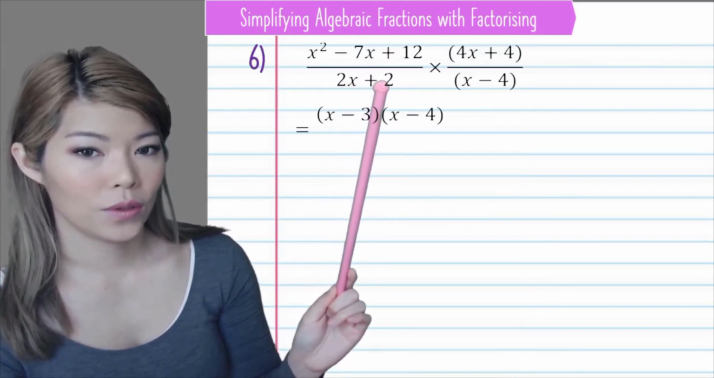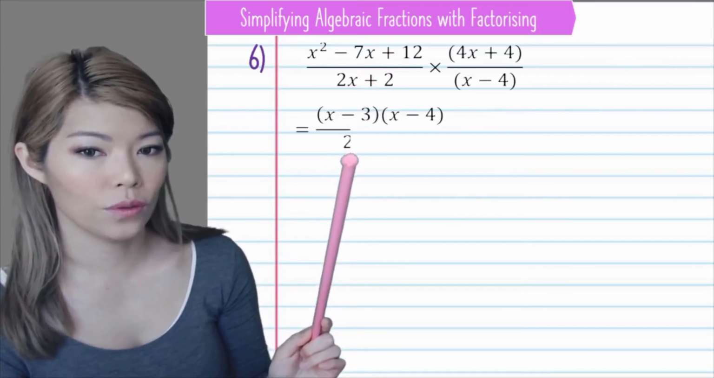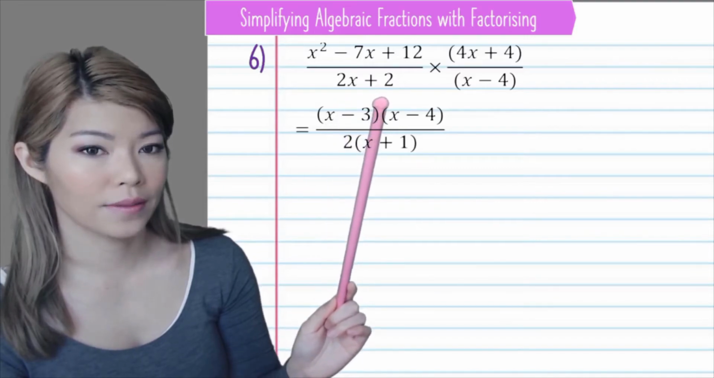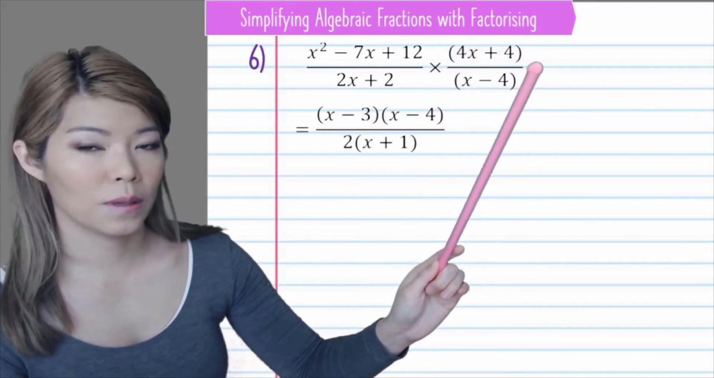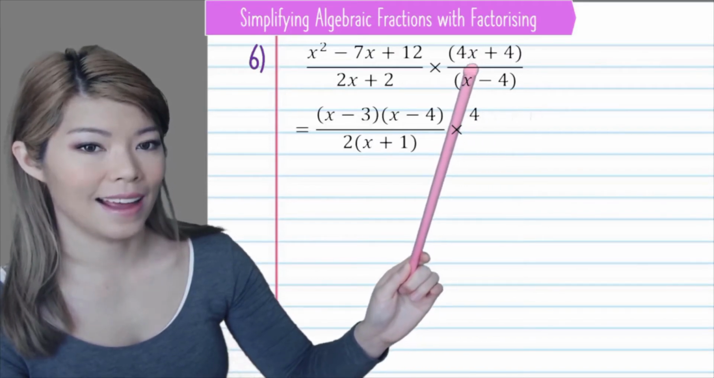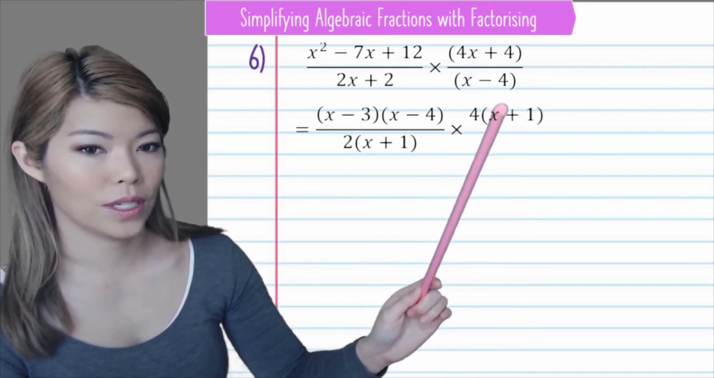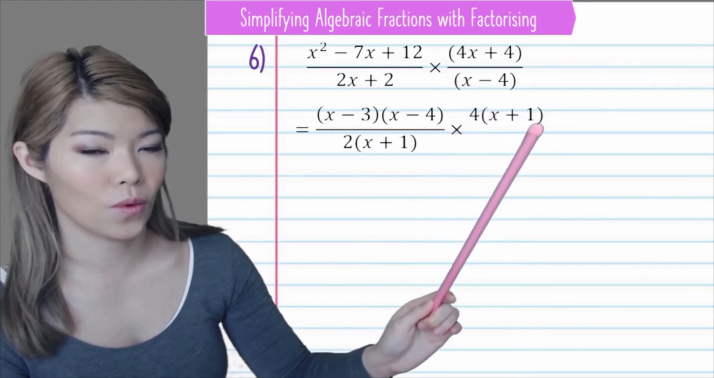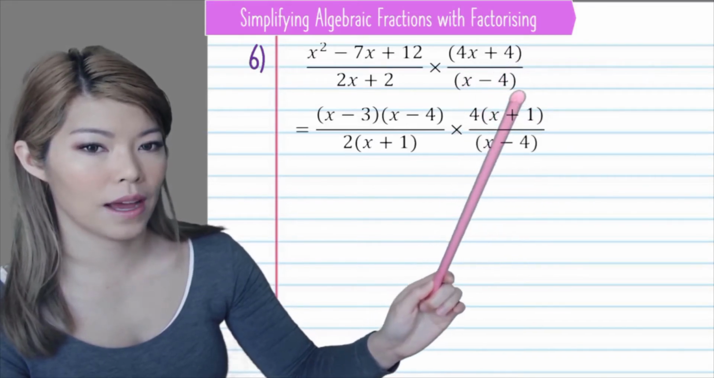What do we do with 2x plus 2? We can take out the 2. And we're left with x plus 1. What about over here? 4x plus 4. What can we take out? The 4. So we're left with x plus 1 again. 4 times x is 4x. 4 times 1 is 4. And copy out the x minus 4 over there.